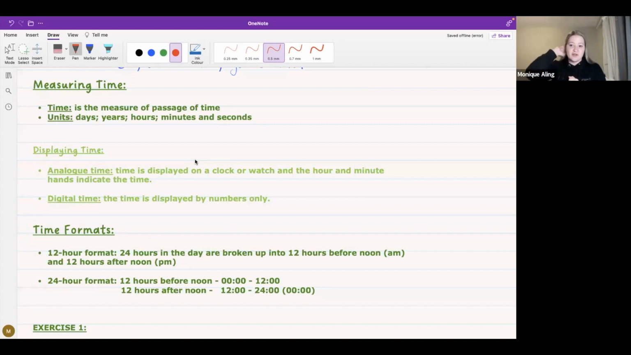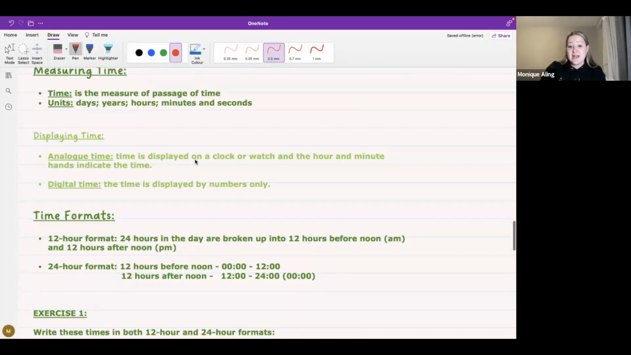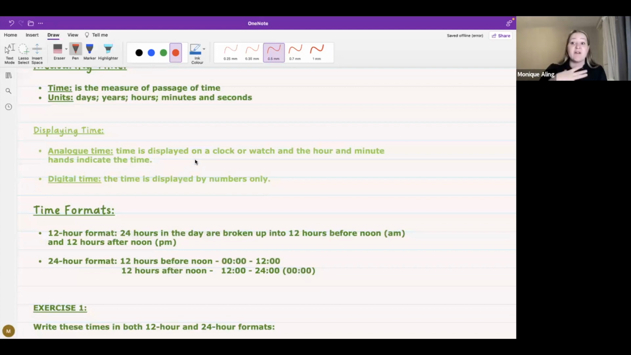Okay, before we look at those conversions, we're just going to look at how we display time. So analog time and digital time. So there's two ways. We are very used to digital time at the moment because that's the way our cell phones, our watches these days show the time. But analog time is displayed on a clock or watch, and the hour and minute hands indicate the time. So that's our usual round clock that you probably see still hanging up on walls. That's analog time. And then digital time is the time that is displayed by numbers only. So that's how we read it on our cell phones. And I think the way we're all comfortable with reading time.